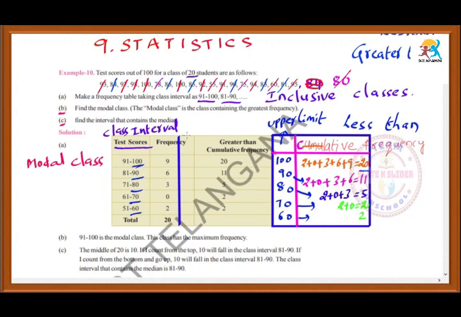Here one printing mistake is given, that is greater than cumulative frequency. This is a printing mistake. So these all are the frequencies of less than cumulative frequency. But then what is greater than cumulative frequency? Now we will find. Greater than, that means for 100 we cannot find greater than 100.